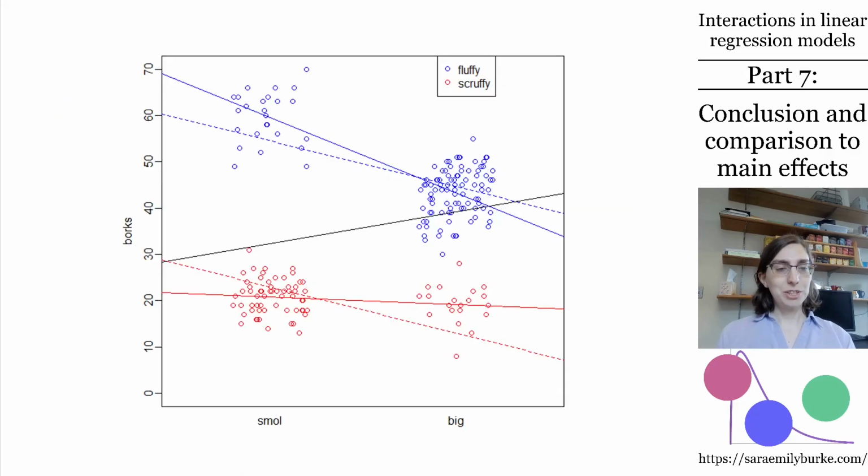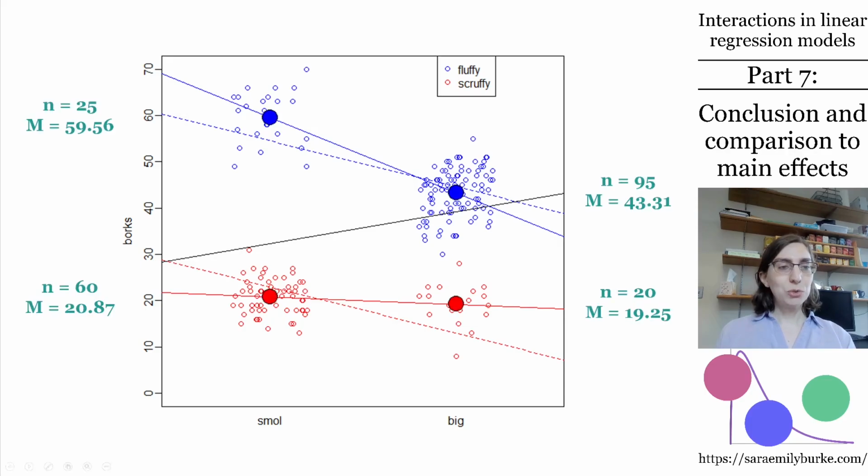Here are the lines from the interaction model drawn on the same plot. The solid lines stem from the interaction model. The dotted lines stem from the two main effects model. And I've shown the means on the screen again because now these solid lines pass directly through those four means.